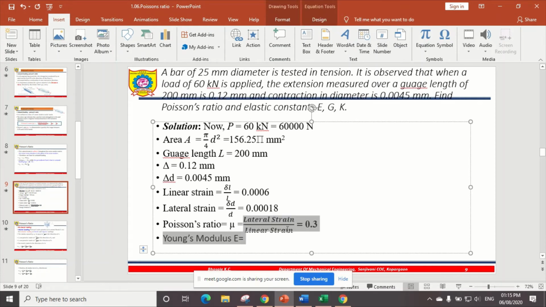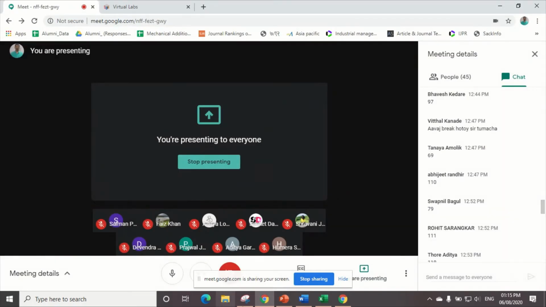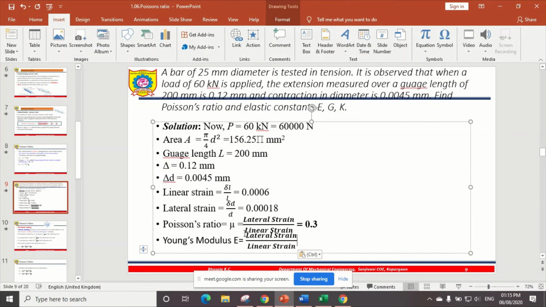So what is the formula for Young's modulus? Stress upon strain. So stress we can find out as load upon area. Linear strain we have to use. So that will be equal to what is the value of stress? How will the stress come here?